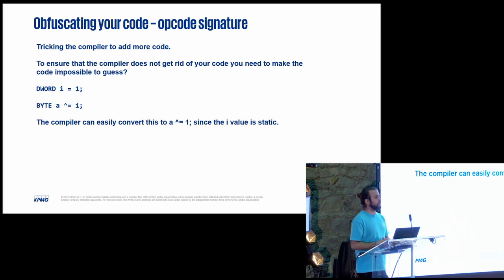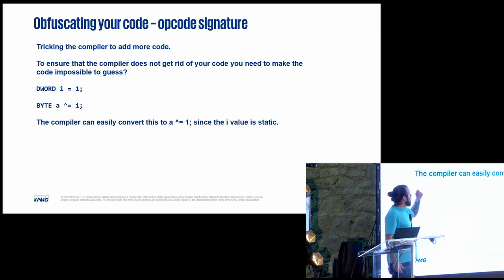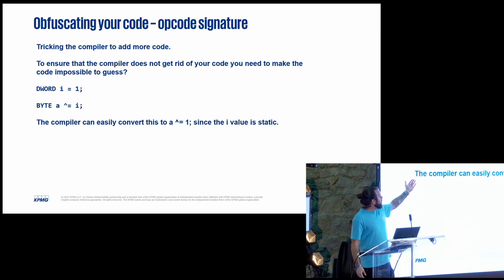It's going to try to guess for you. So if you declare a variable like I equals 1, and you're trying to assign XOR I into the variable A, well, it's just going to figure out that A will contain whatever the result of 1 XOR with I is, right?